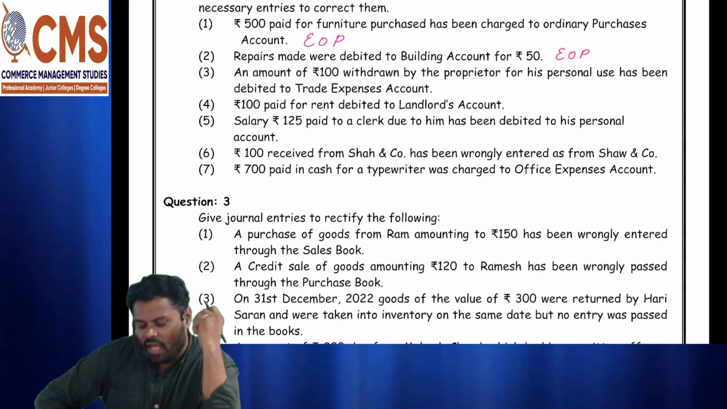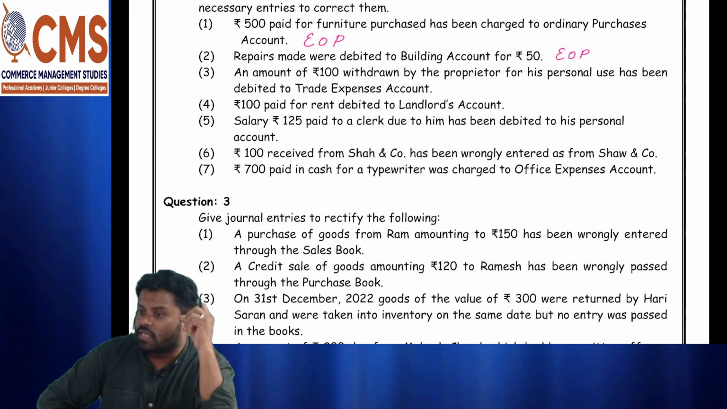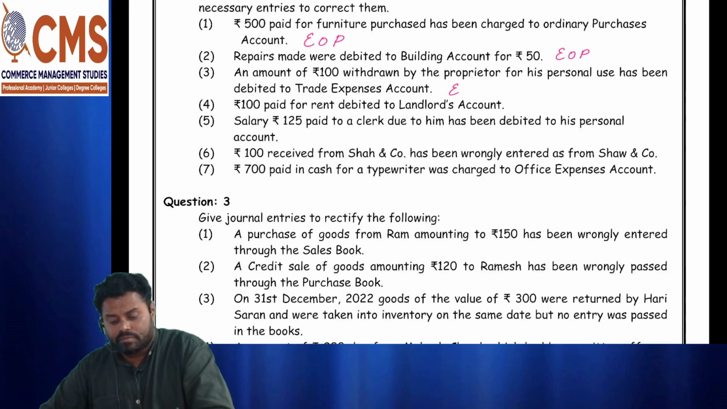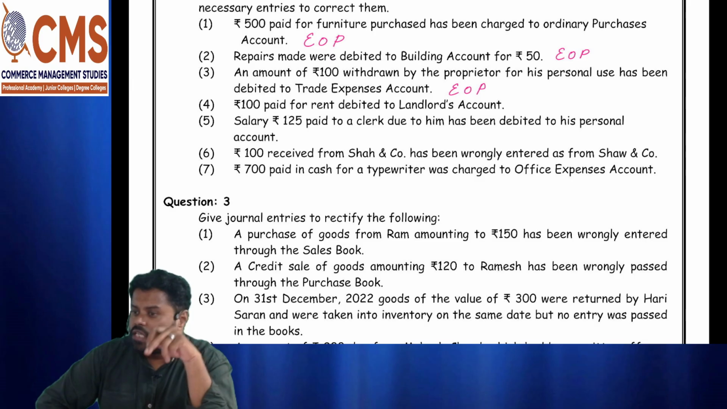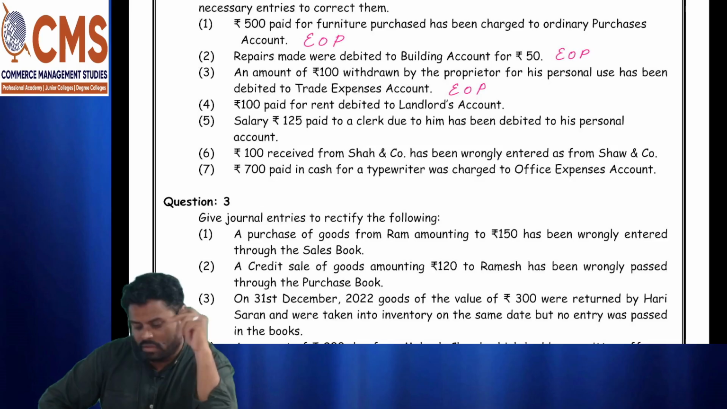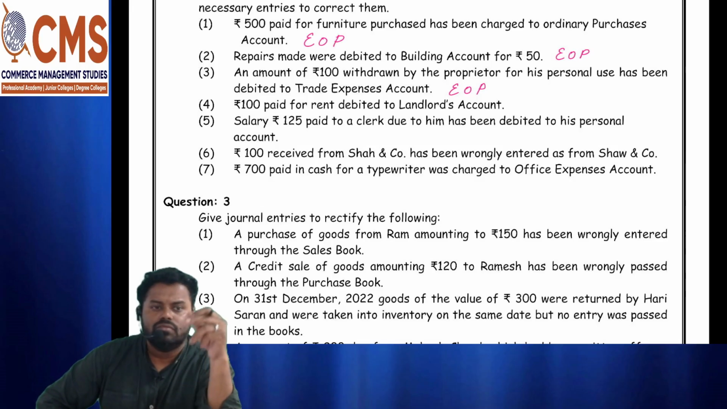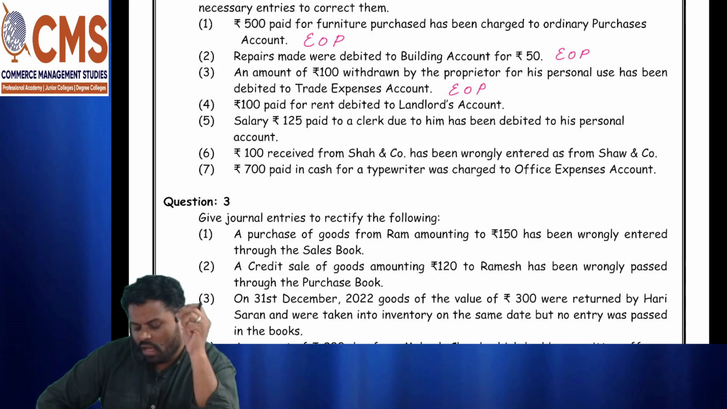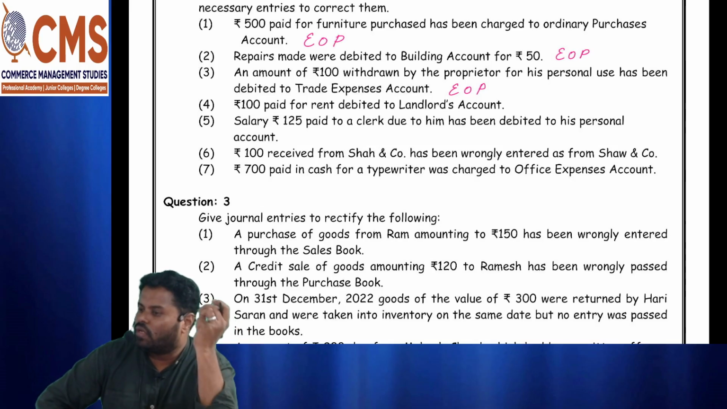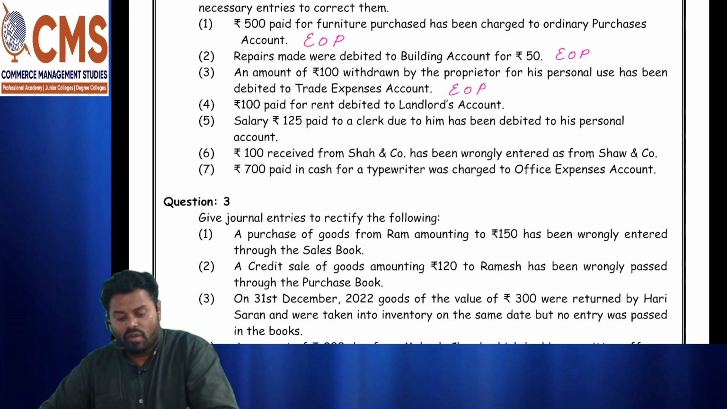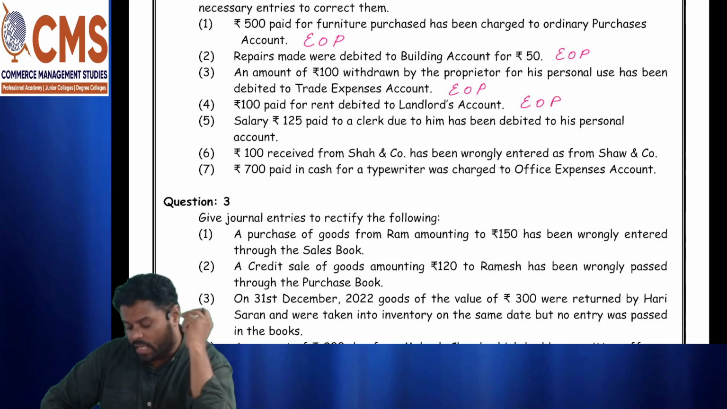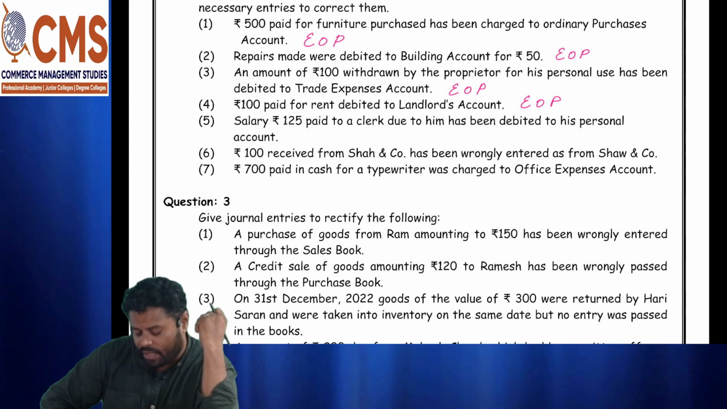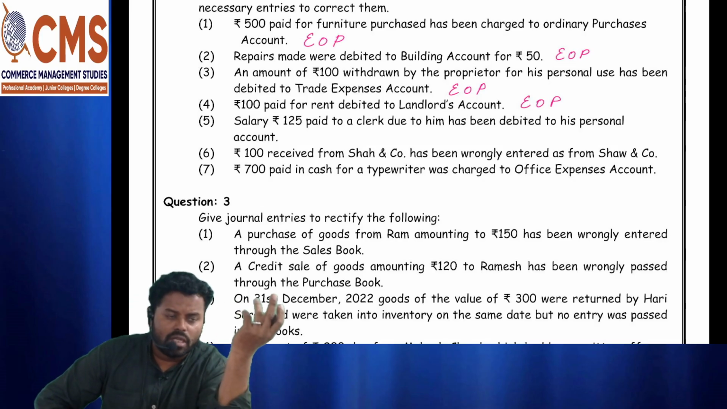Third one, what is it? An amount of 100 withdrawn by the proprietor for his personal use has been debited to trade expenses account. Error of principle, that is, personal expense of the proprietor is treated as business expense. What is the entry? Drawings account debit to trade expenses account. Done. Next, 100 paid for rent debited to landlord account. Error of principle again. The expense paid is not debited to expense account but to the personal account. What is the entry? Rent account debit to landlord account.